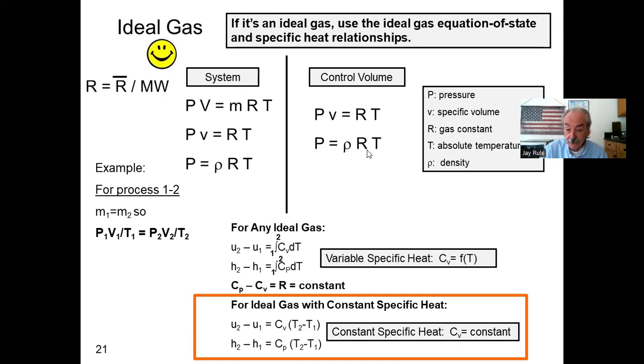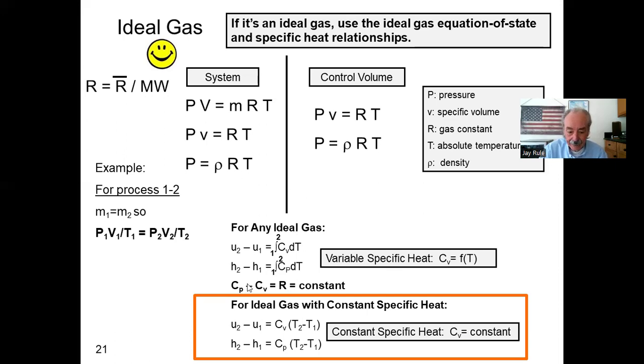For an open system or control volume, notice there's no mass. That's because you've got mass flowing into and out of a control volume. So P times little v equals RT. Remember, there's a jingle for a closed system. For fixed mass, P1V1 over T1 equals P2V2 over T2. Boy, I used the heck out of that as an undergraduate when I had ideal gas problems, closed systems.